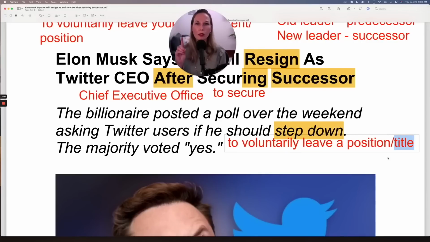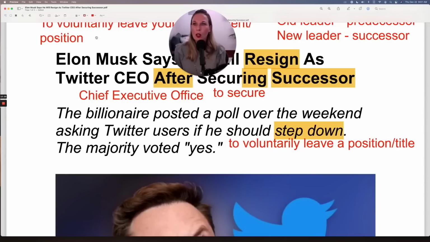Now notice I included title. Title could be, for example, the coach of a sports team or the leader of a community organization. And maybe in that case, the leader of a community organization, maybe you're the leader of your church group or just a community group, and you don't get paid for that. It's just a volunteer position, but you could still step down. You could leave it.